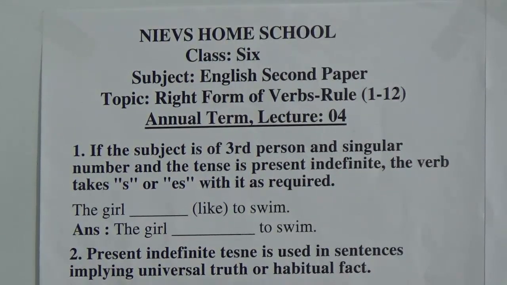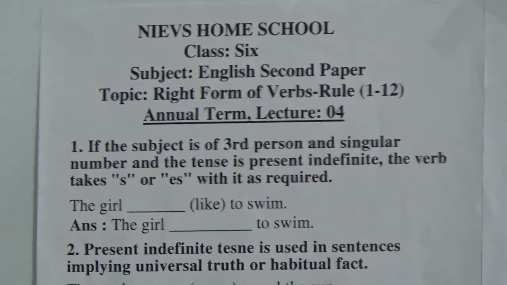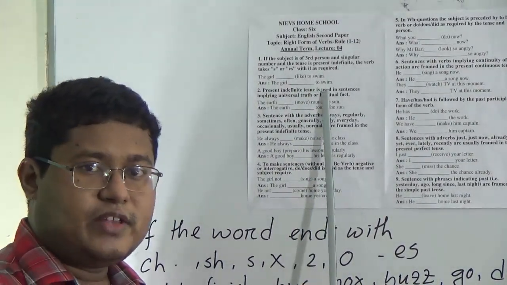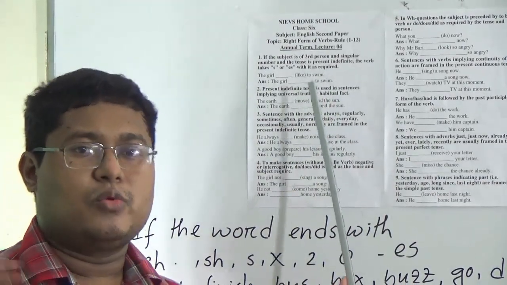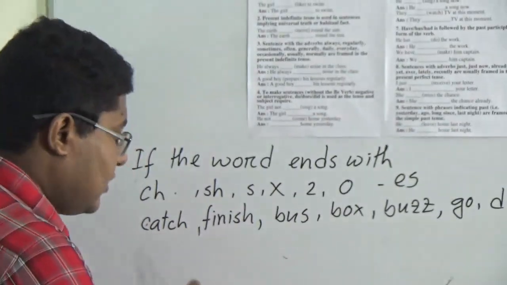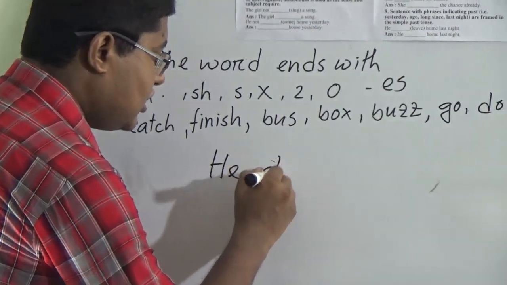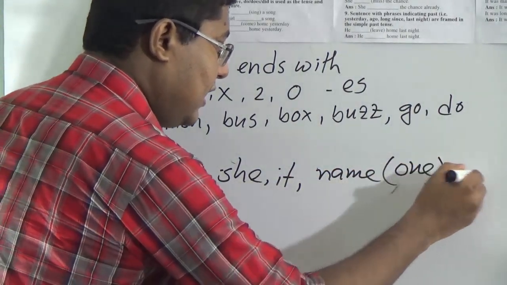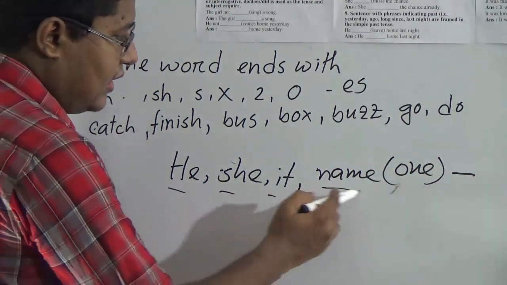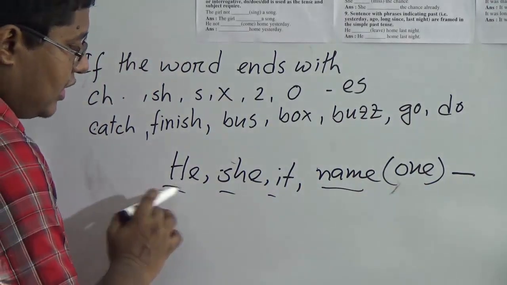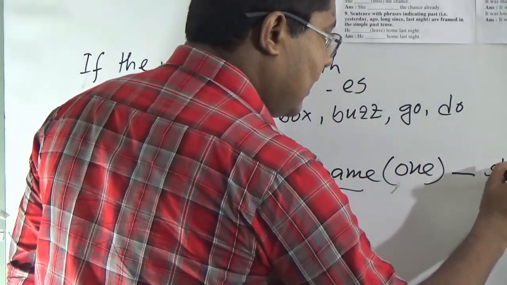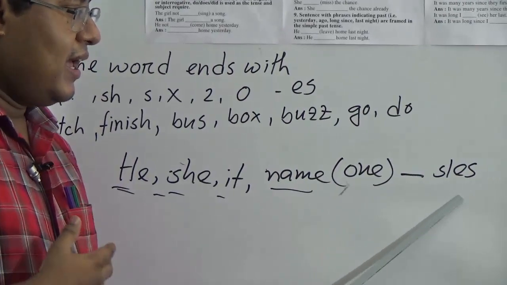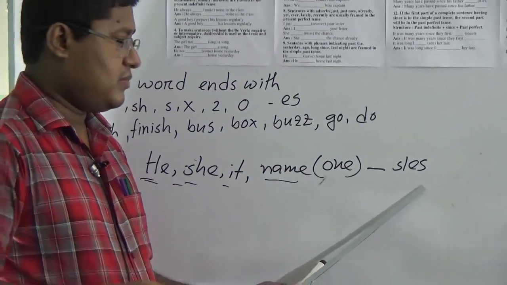So let's go. What is third person singular number? What is first person? I, we, me, my, mine, our, ours. Now what is second person? You, your, yours. And except these two persons, first person and second person, everything in the world is third person. Like he, she, it, name. And if the name is one, everything that is one, he, she, it, one, we add s or es after the verb. The question is where we will add s and where we will add es.